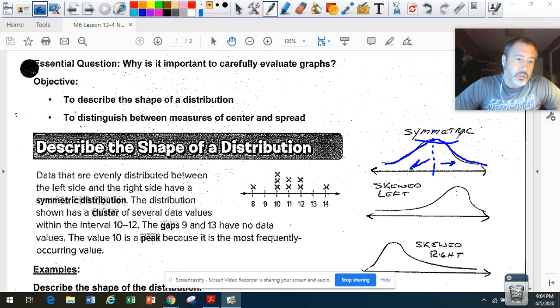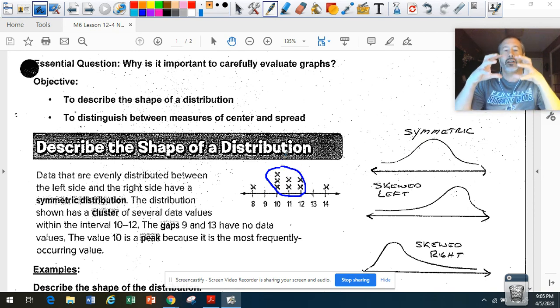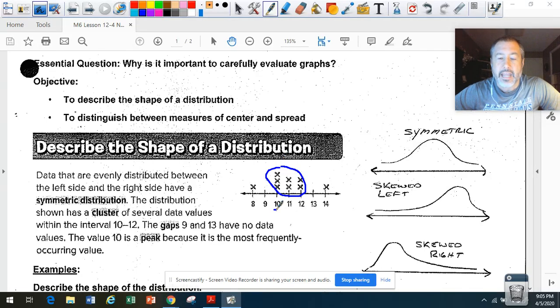It says the distribution shows a cluster of several data values within intervals of 10 and 12. As you see right here, if we were to draw a curve over here, we'd bring it up, down, and around, and we would say this is pretty much symmetric, pretty much even on both sides. But as you notice, we have a cluster. This area in here is where the data is clustered. That's where a lot of the data is focused, between our intervals of 10, 11, and 12. That's where our cluster is.